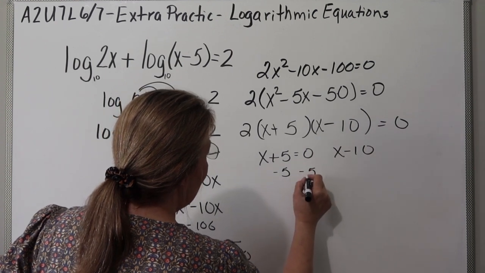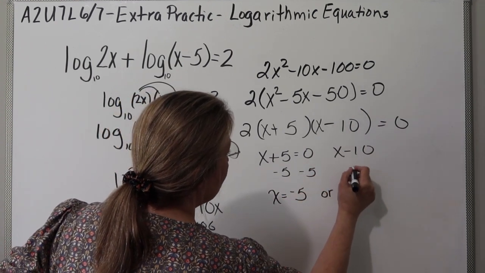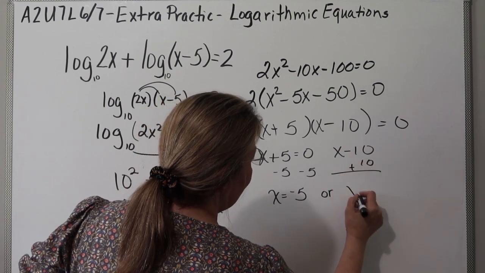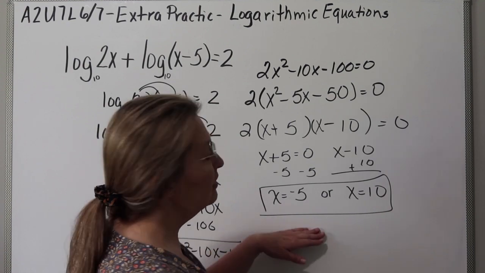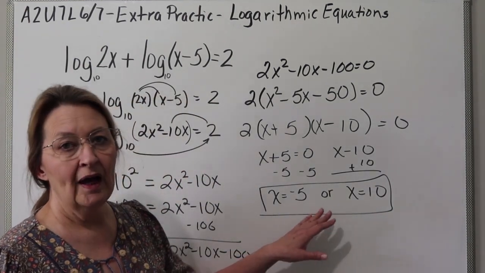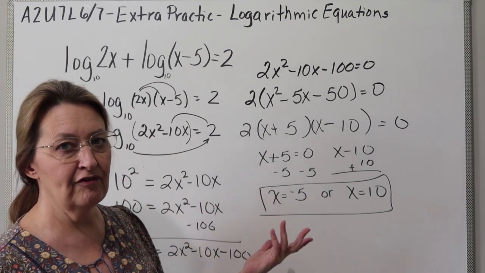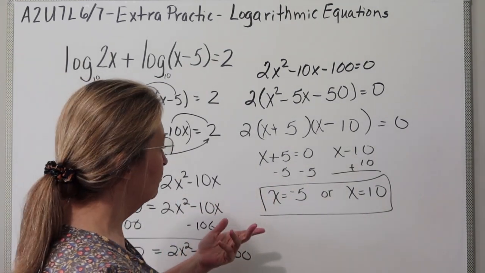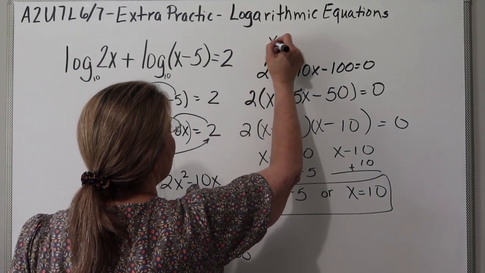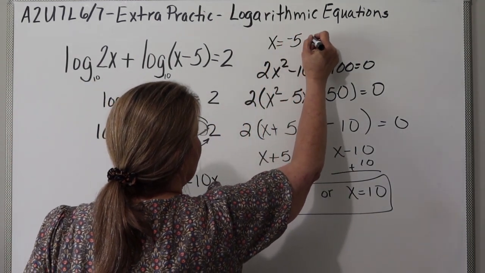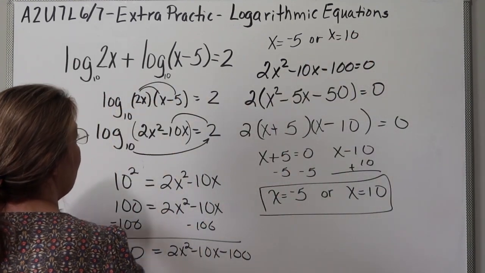Subtract 5 from each side. I get x is equal to negative 5, or add 10 to each side, x is equal to 10. So I have a possibility of two answers here. I'm going to take them both back up here and fill them in and see if I get any extraneous roots. So let me go up here and put my answers down. It's either one of these, and let me erase this so I'll have room.